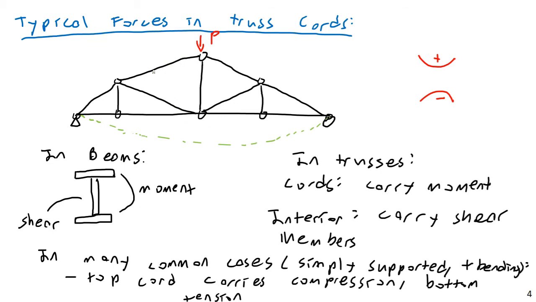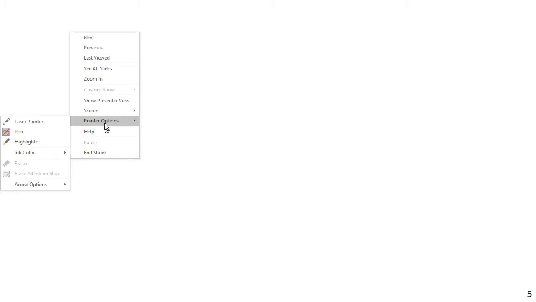And when this thing bends down, these upper members are going to end up all squished together. What that means is the upper members are going to be in compression. They're going to get shorter. So in terms of signs, the bottom members will have positive forces because we consider tension positive. The upper members will have negative forces because we define negative axial force as compression. Now, there can, of course, be exceptions to this. Let's discuss exceptions to this.